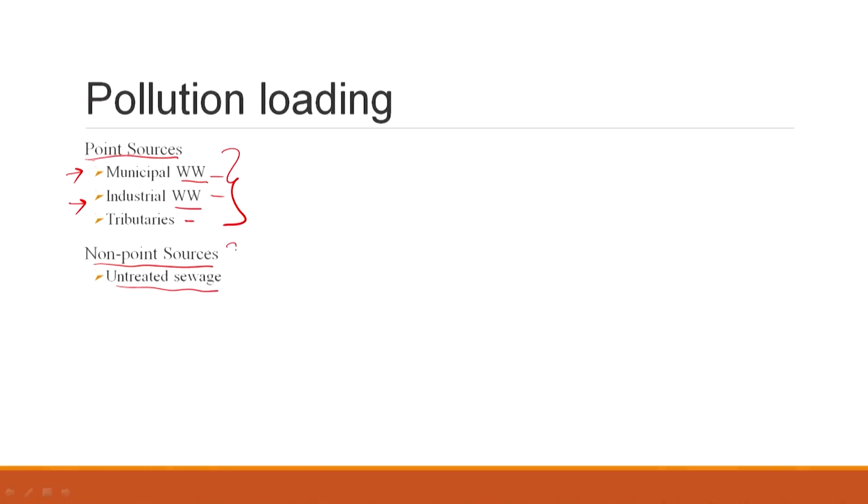For this, the issues are long term. You need to have a proper sewerage network, and that requires a lot of capital. That is something to keep in mind.